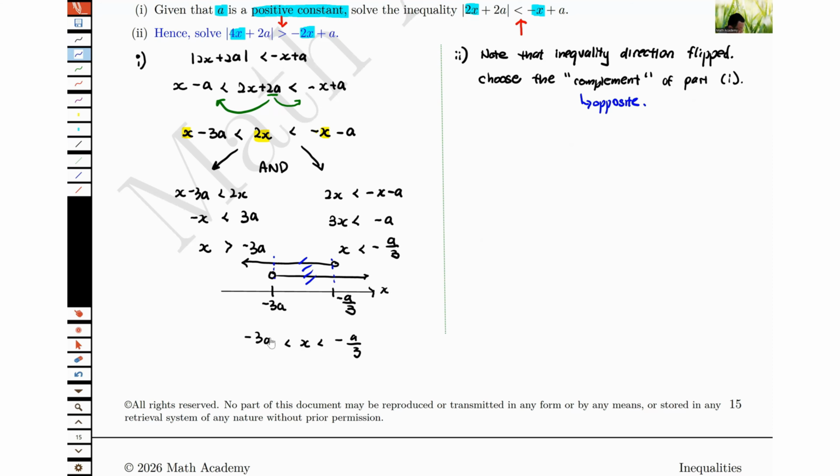Okay, so in part 1, if it's between minus 3a to minus a over 3, we were taking the middle segment. That means in part 2, we choose the complement first, which means you want the other zones. I would like this blue color zones. I don't want a yellow one. Yellow is for part 1. Because part 2 direction flip, we're going to take the blue. So my solution for part 2 firstly will be x less than minus 3a or x more than minus a over 3. This is the complement of what you had from the first part.